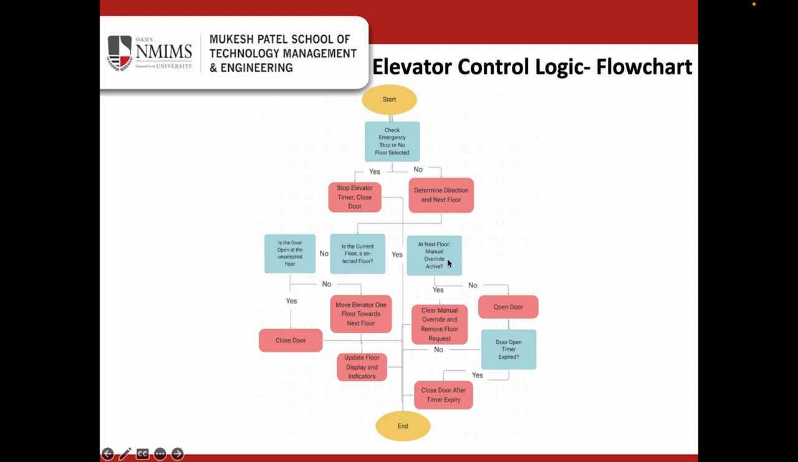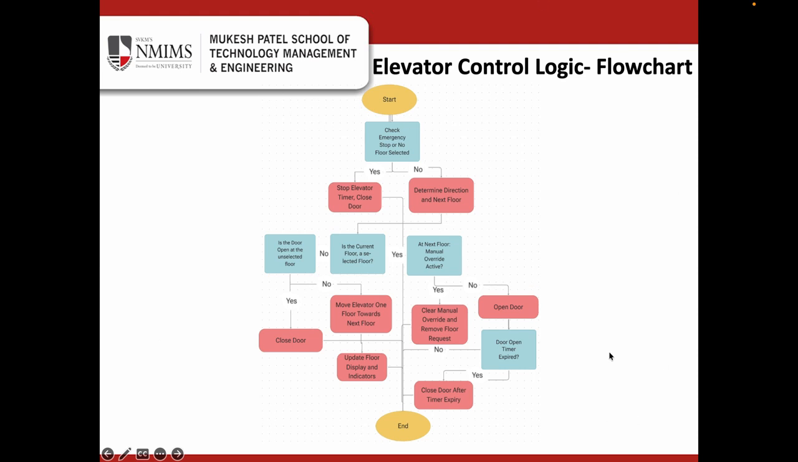And if the manual override is not active, then it opens the door and then checks whether the door open timer is expired or not. Our door open timer is about 5 seconds, and if the door open timer is expired, then it closes the door after the time expiry and then stops the system. If the door timer is not expired, then it closes the system.